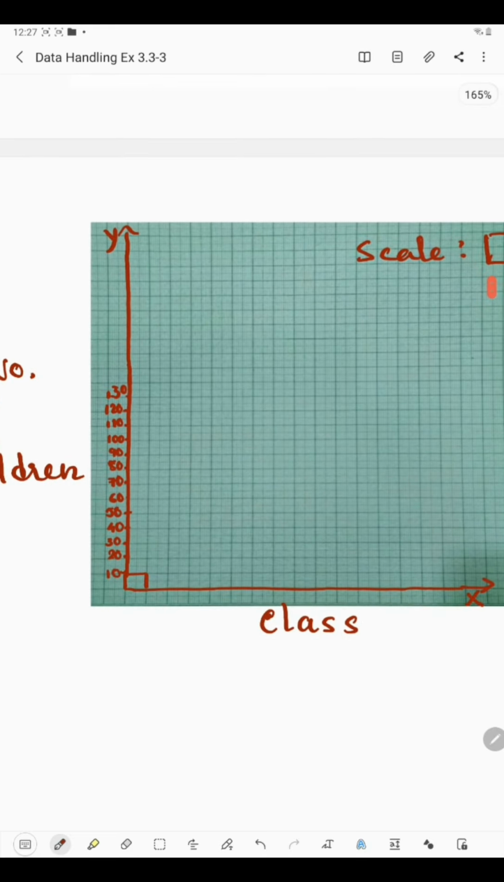Now here we can see that there are 10 small boxes in 1 unit. That means how much will 1 small box be? Since we have taken 10 here and there are 10 small boxes, 10 divided by 10 is 1. So each small box is equal to 1.